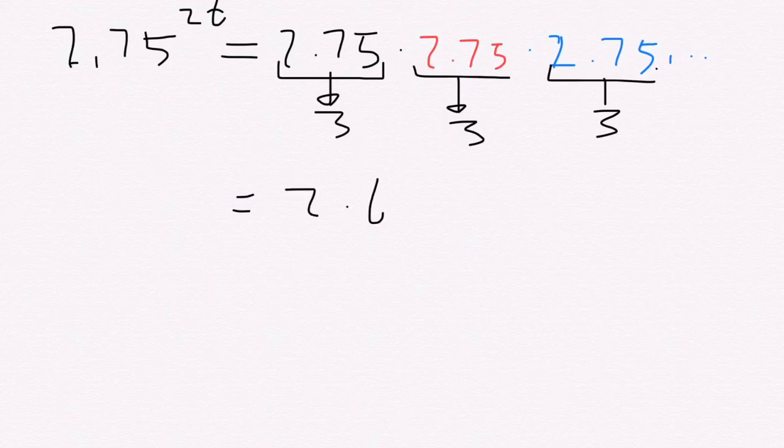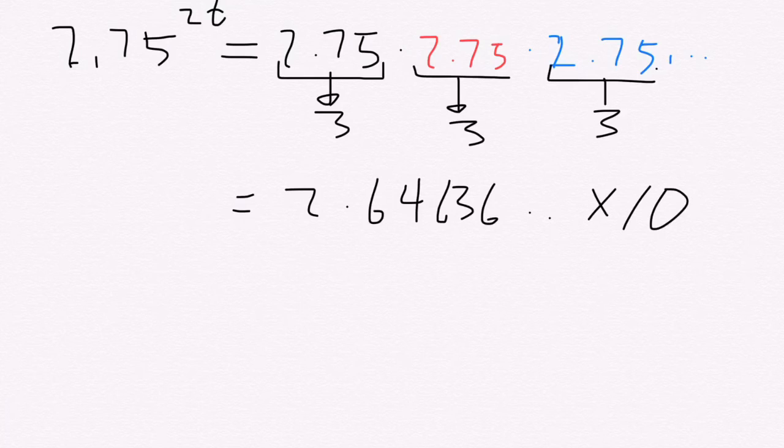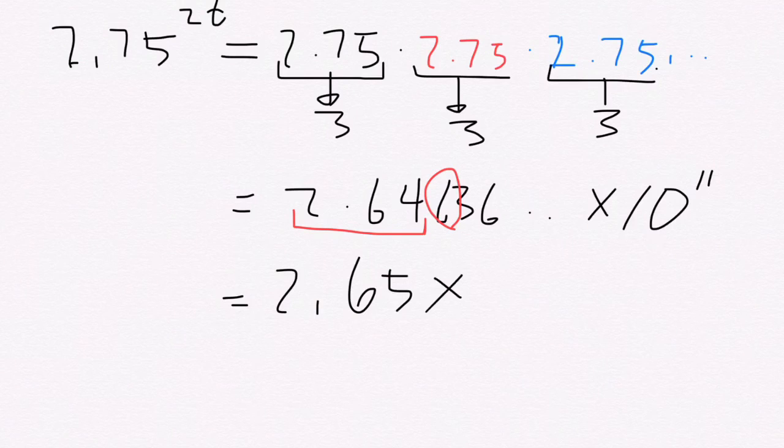If we actually calculate this, we're going to get something like 2.64636 and so on, times 10 to the 11th. And remember, we can only have 3 sig figs. Since the next digit is a 6, we're going to round up and get 2.65 times 10 to the 11th power.